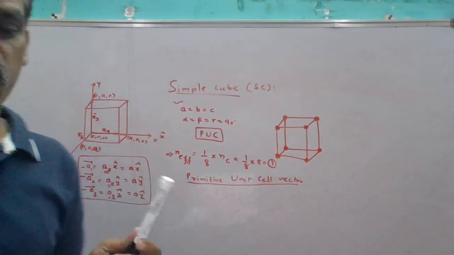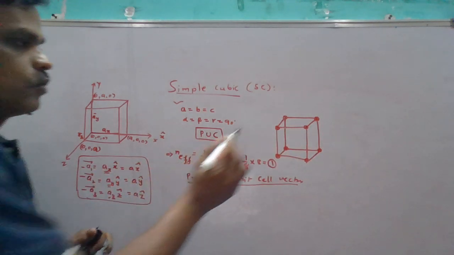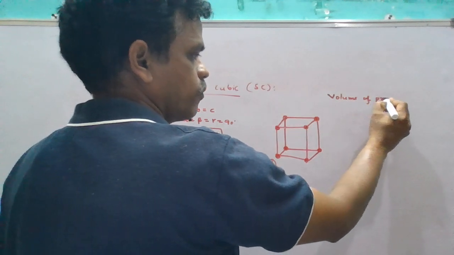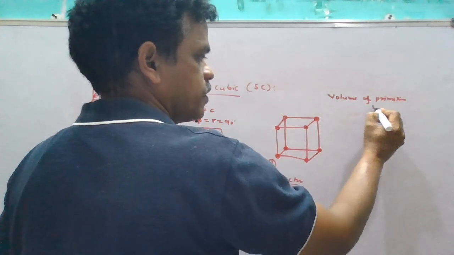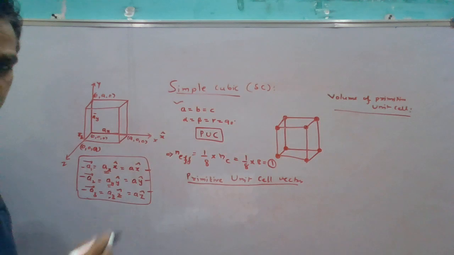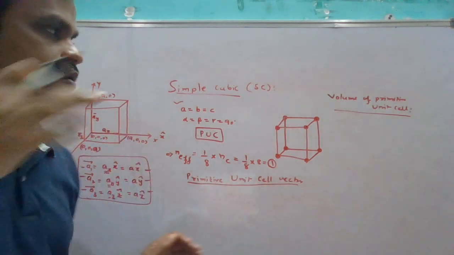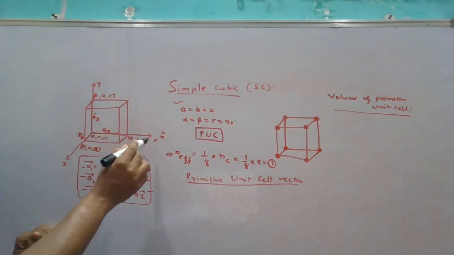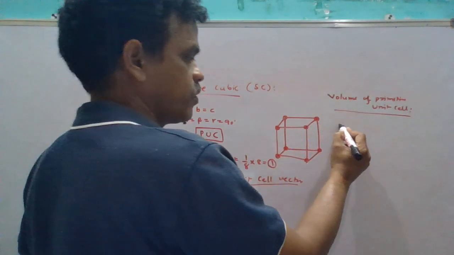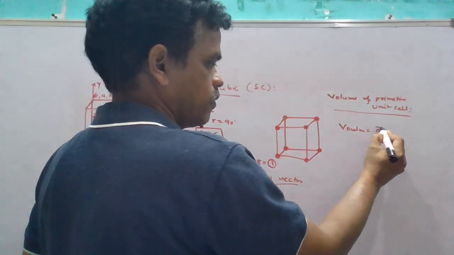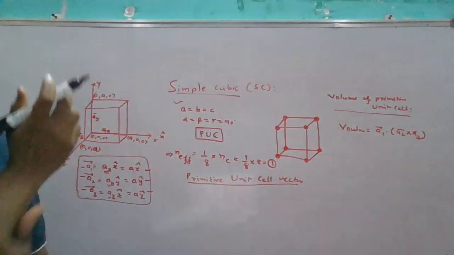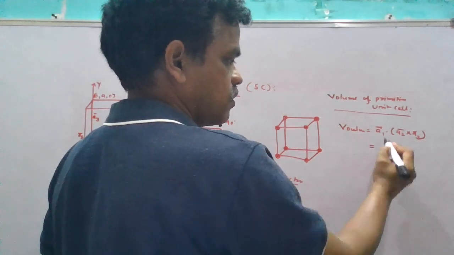Next, volume of the primitive unit cell. Already we have the primitive unit cell vectors. So we want to find the volume. Volume depends on the vectors A x cap, A y cap, A z cap, that is A1, A2, A3. So volume equal to A1 dot A2 cross A3. This is the scalar triple product.